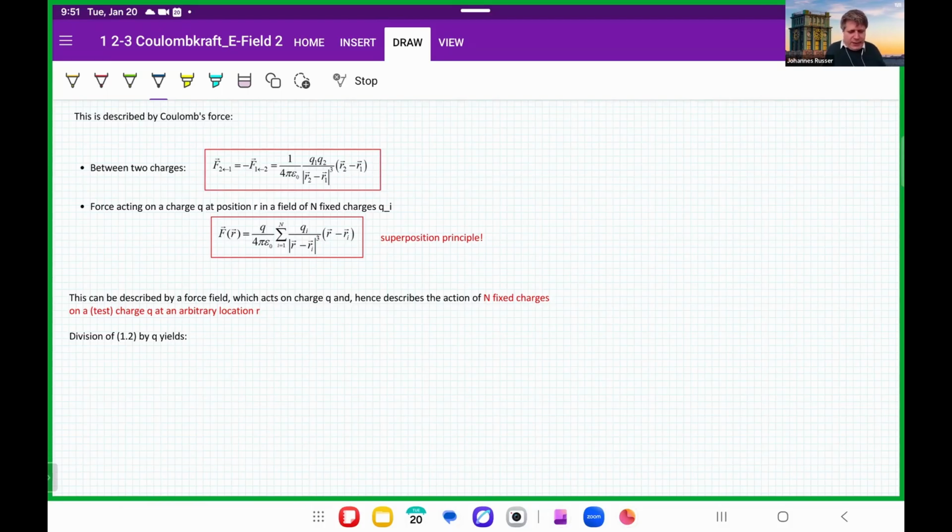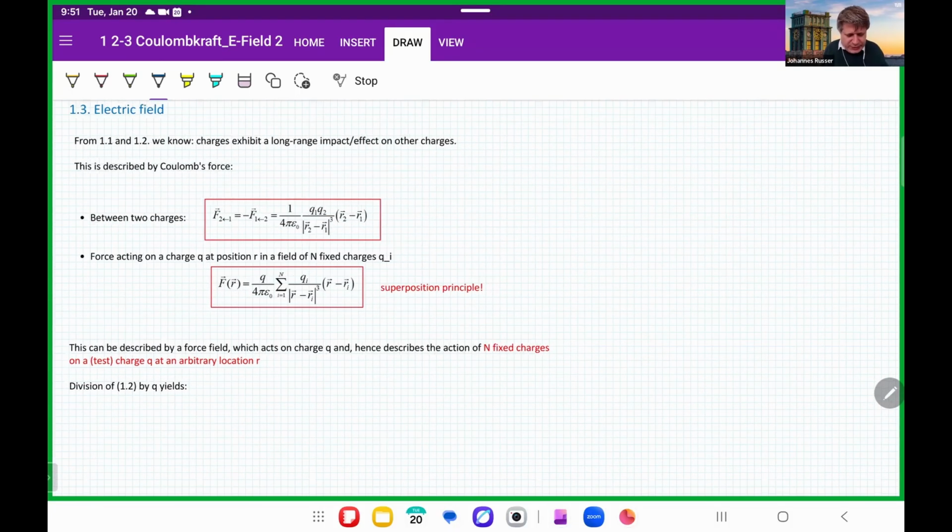If you look at equation 1.2, you have here your test charge, while these here are the fixed charges. And now, what is acting on an arbitrary test charge that you bring into this setup, where you have a surrounding of multiple fixed charges? You bring in an arbitrary test charge. What kind of force will it experience?